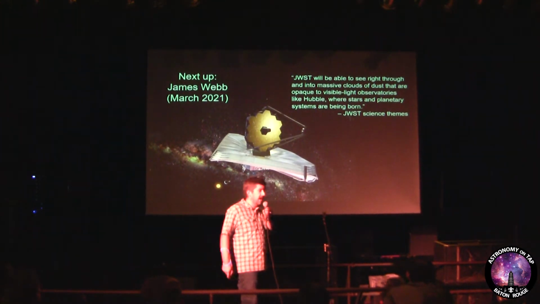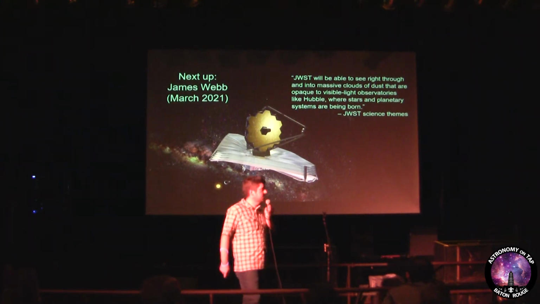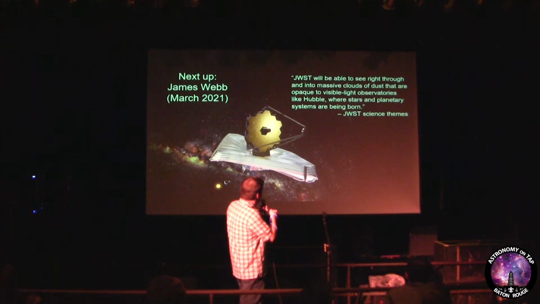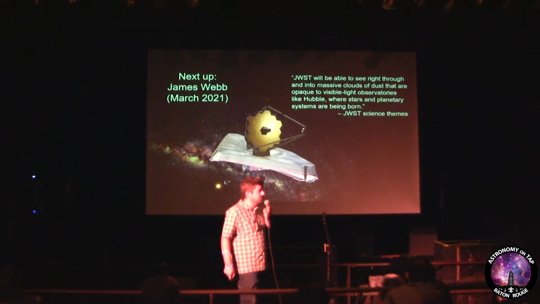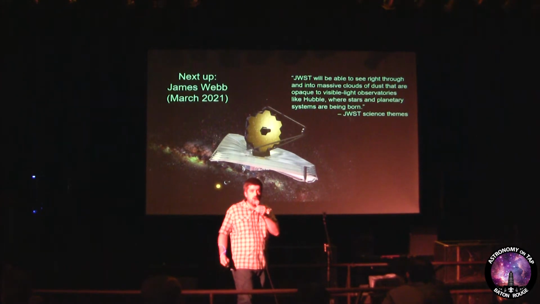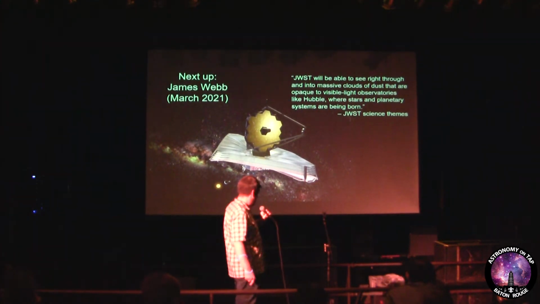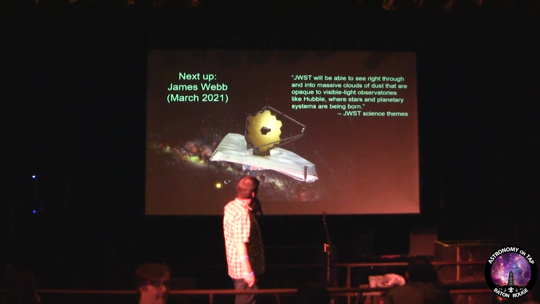JWST has 4 science themes: extragalactic science, solar system science. One of them is star formation, though. Because it's an infrared telescope, Webb will be able to see right through and into the massive clouds of dust where stars and planets form. So it's really helping us to understand our origins. So that's where we are with star formation in Orion.